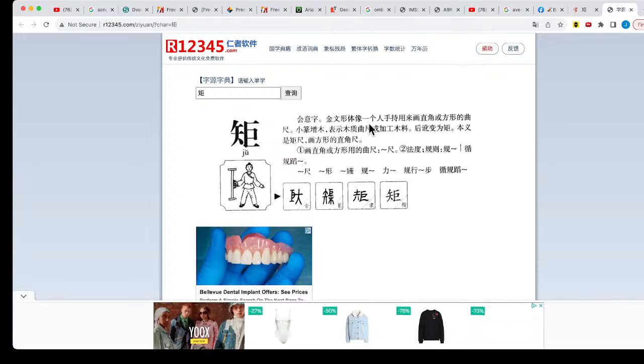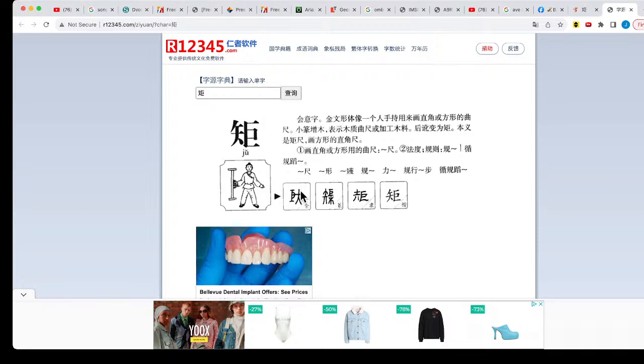Then let's take a look at that character. It looks like it literally has a person holding that tool for carpenters. The original character was just like that, a person holding the tool. Later they changed it a little bit, but you can still see the person holding that tool.